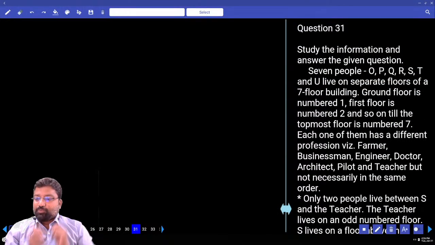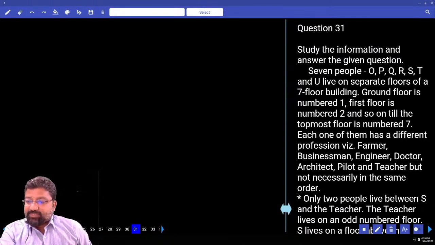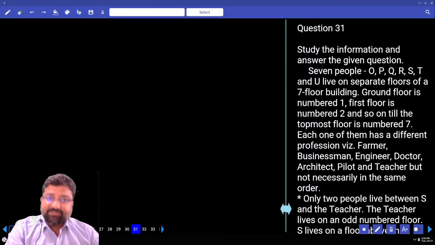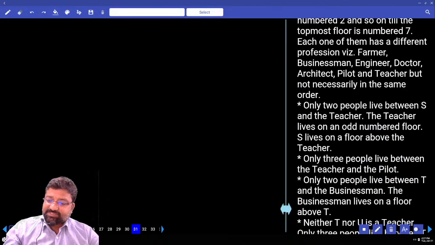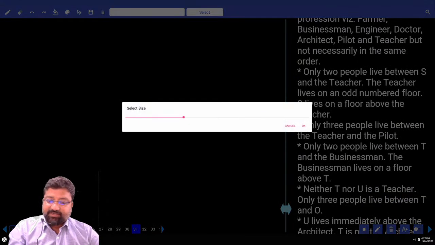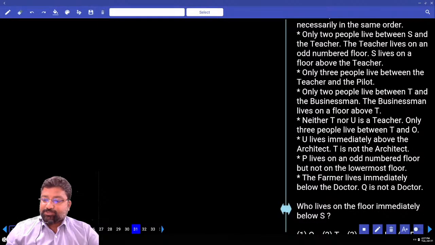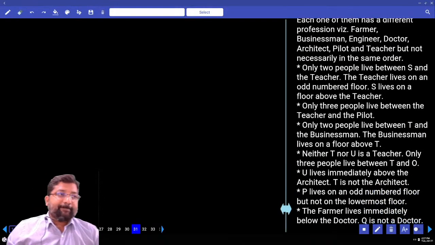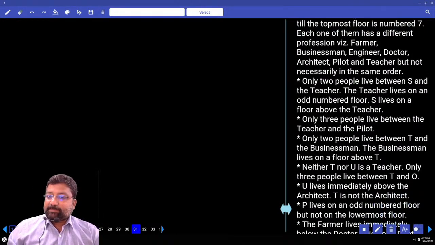Seven people, OPQRSTU, live on separate floors of a 7-floor building. Ground floor is numbered 1, the first floor is number 2, and so on till the topmost floor is numbered 7. Each one of them has a different profession, that is farmer, businessman, engineer, doctor, architect, pilot, and teacher, but not necessarily in the same order. This is a question which is clearly on floor arrangement, but there are two parameters that are supposed to be distributed. One is person and the other one is their profession. Topmost floor is 7.